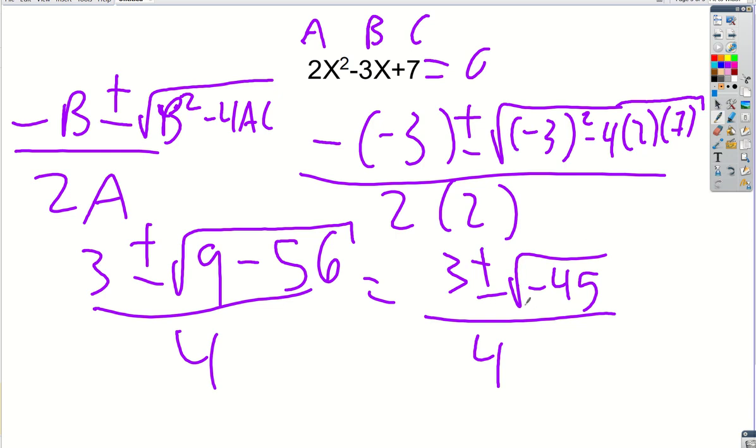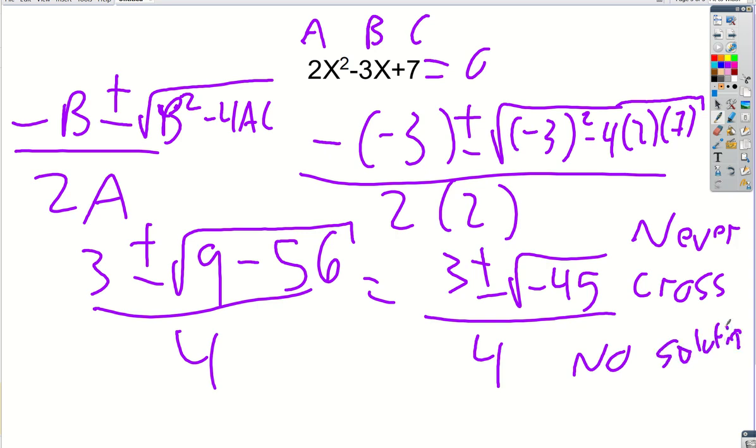So this is a negative in a square root. So that's a less than 0. So we're going to say that this has no solutions. So it never crosses. Or no solution. But for a test or quiz, if you left it like that, that would be perfect.